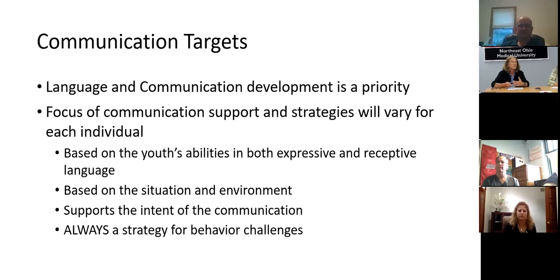This is going to have to be incredibly individualized, because it is a priority across the board, but it will not look the same for everyone. So you need to think about abilities both expressively and receptively, both ways. You need to think about the situation, the environment, and the intent of that communication interaction. And when we're talking about behavioral challenges, we should always consider that communication will be part of the issue and part of the strategies. It may not be the exact function of the behavior, but it will always be something we need to bring into play.